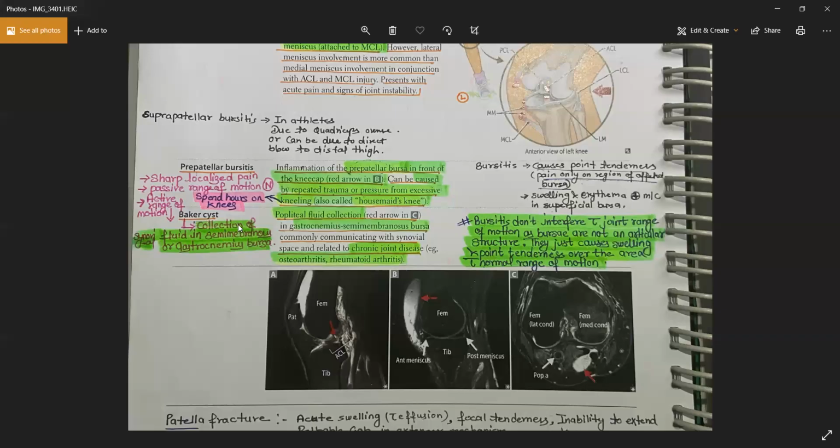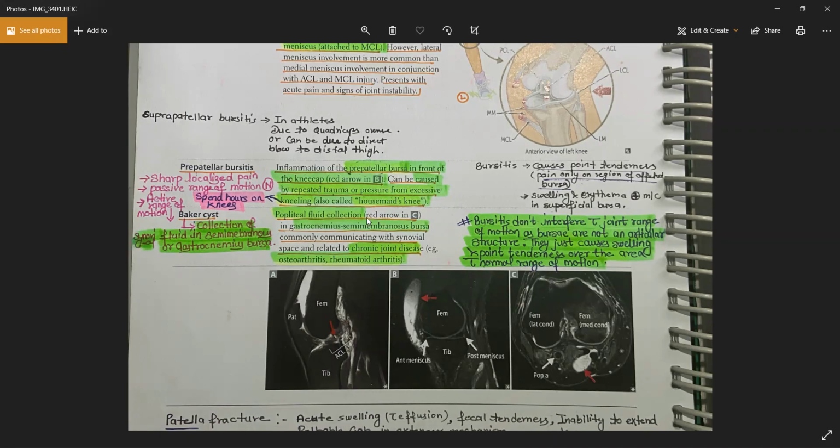Then you have the Baker cyst, which is basically a fluid collection in the popliteal space. It is a popliteal fluid collection. As you can see here, this is a space and this is a fluid collection. It happens in the bursa between the gastrocnemius muscle and the semitendinosus or semimembranosus muscle.